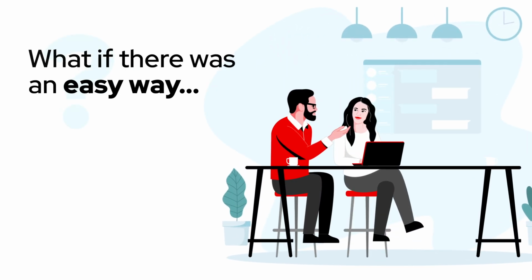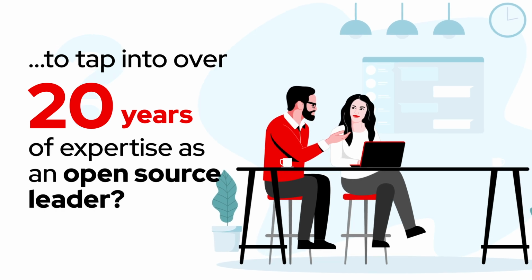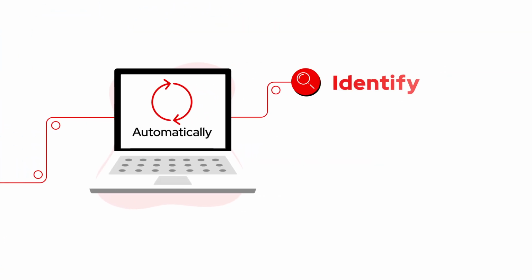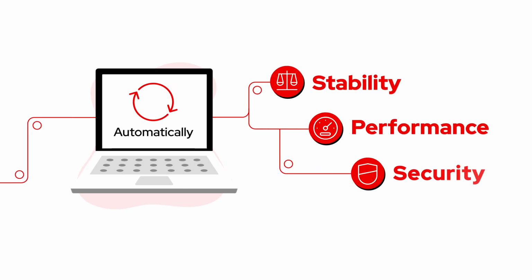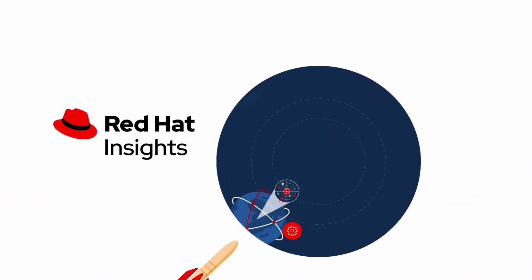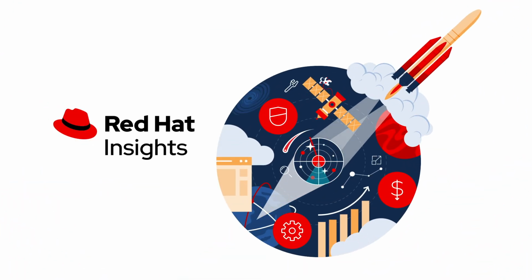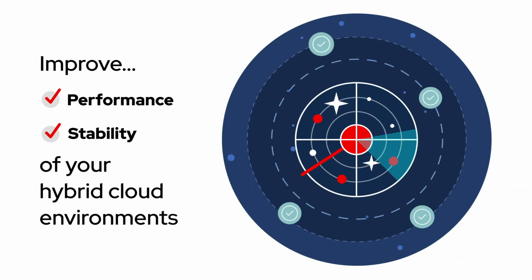What if there was an easy way to tap into over 20 years of Red Hat expertise as an open source leader and automatically identify, prioritize, and resolve stability, performance, and security risks before they become urgent issues?